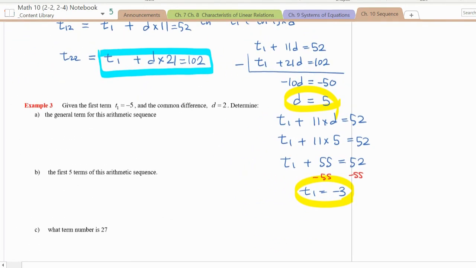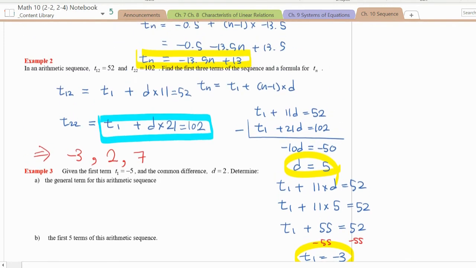So we're starting from negative 3 and it goes up by 5. Negative 3 plus 5 is 2. 2 plus 5 is 7. It asks you to find the first three terms, so this is the answer: negative 3, 2, 7. Okay?